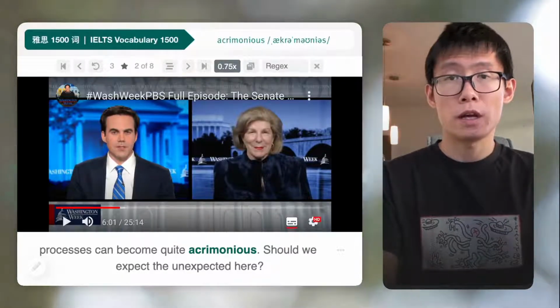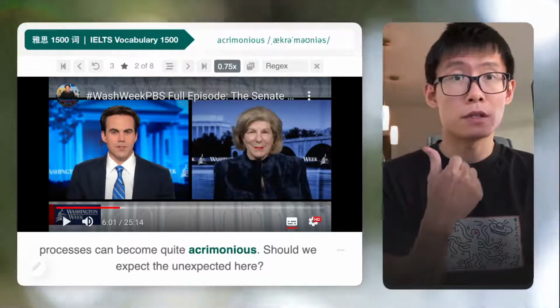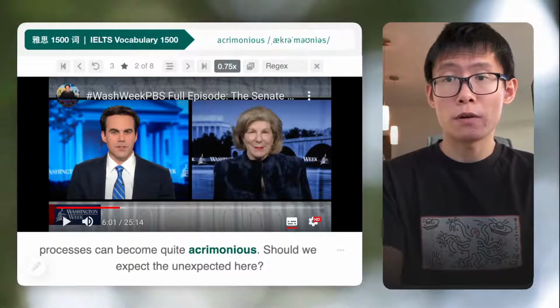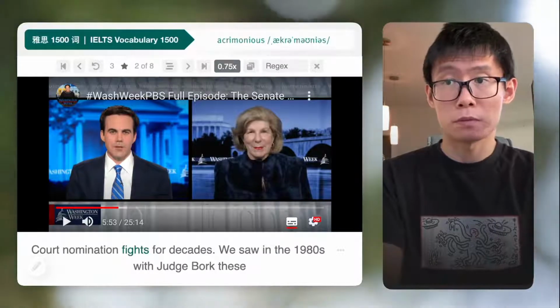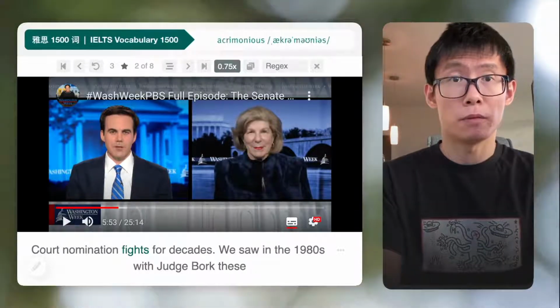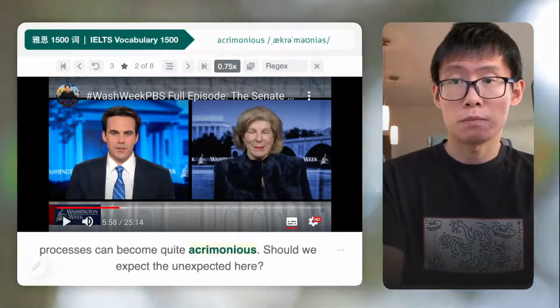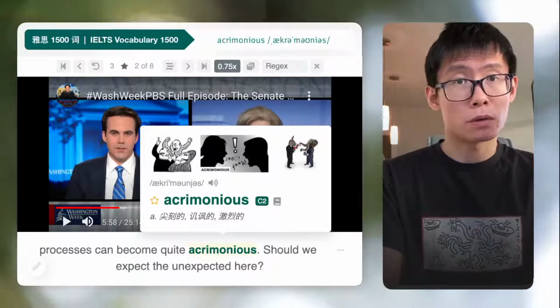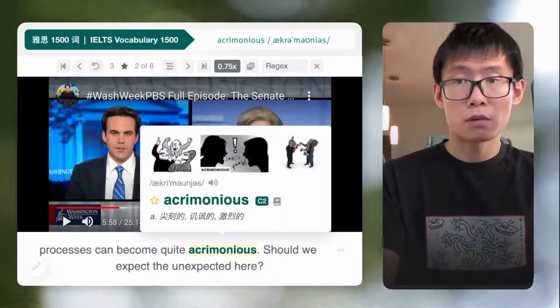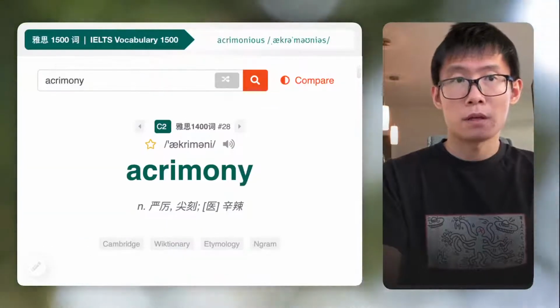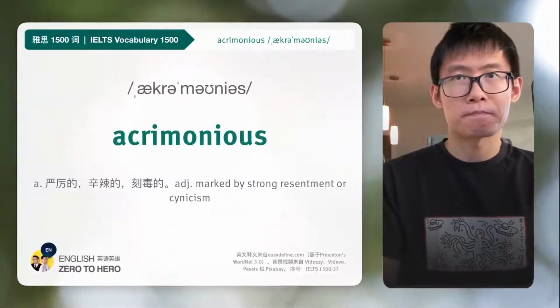Right. So the anchor is saying that the processes could become very acrimonious, right? So whatever processes he was referring to, perhaps some kind of debate, right? So that could become quite acrimonious or quite confrontational. So that's acrimonious. Let's take a look at the next word.